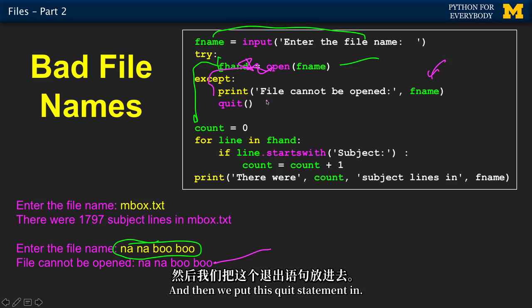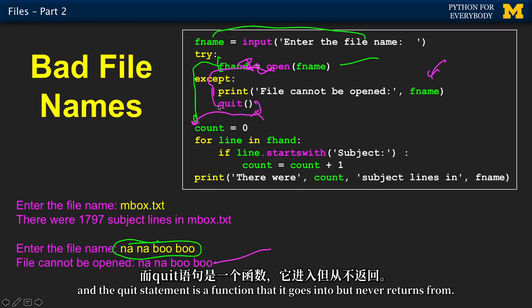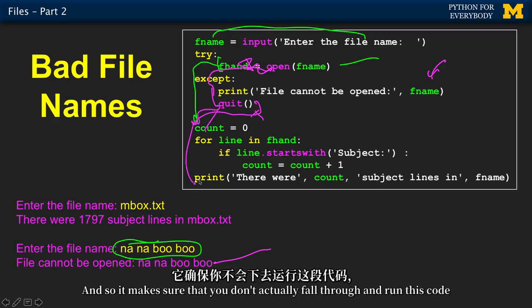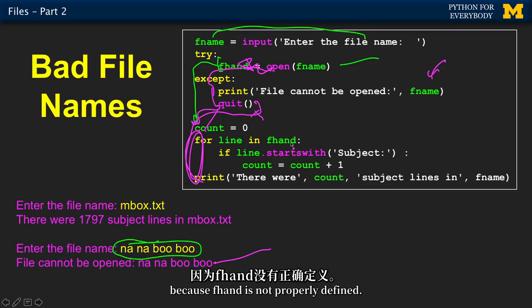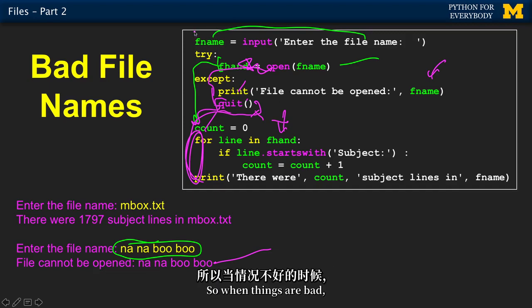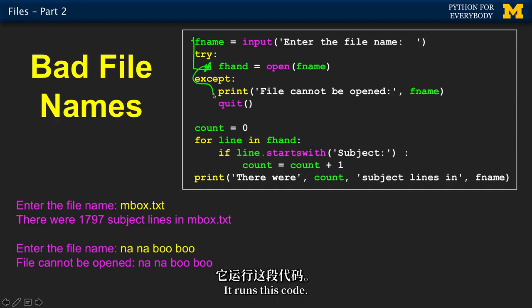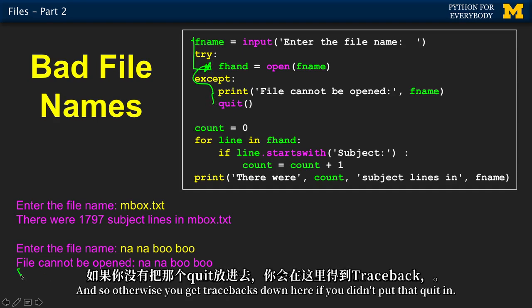And then we put this quit statement in. The quit statement says, I'm quitting, I don't want to continue. Otherwise it would continue down here, and the quit statement is a function that it goes into but never returns from. And so it makes sure that you don't actually fall through and run this code, because fhand is not properly defined, so it's going to just trace back down here if it runs. So you've got to add this quit. So when something is not working, this blows up, it runs this code, it prints that out, and then it quits. Otherwise you'd get tracebacks down here if you didn't put that quit in.